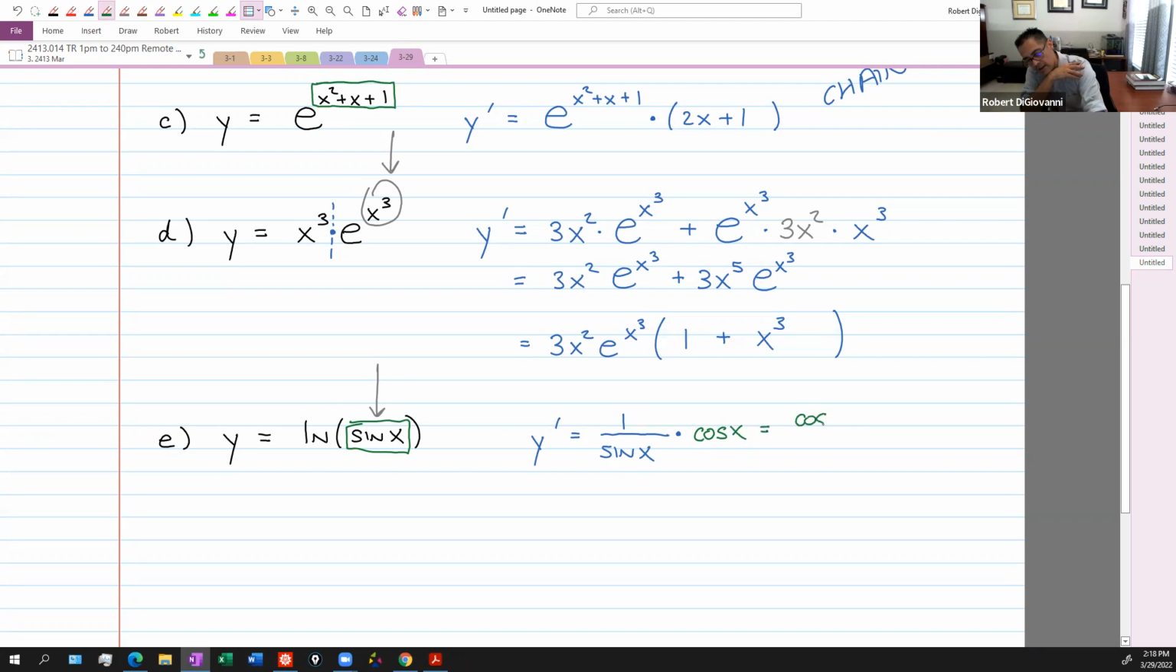But that's just cosine x over sine x, which back from pre-cal is cotangent x. Cosine over sine. Sine over cosine is tangent. Cosine over sine is cotangent.